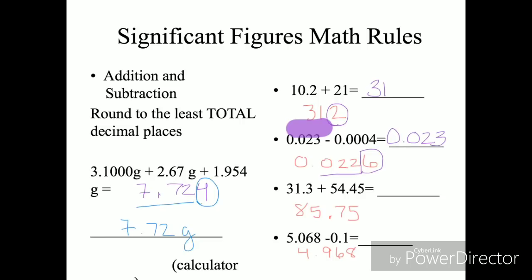It is important to remember that you have to round your answer. You can't just simply truncate your answer by removing the excess digits. In example 3, since 31.3 has only 1 decimal place, our answer should only be reported to 1 decimal place. So our rounded answer is 85.8. The 5 makes us round up. In the final example, we only want to keep 1 decimal place. Since the 6 causes us to round the 9 up, our rounded answer becomes 5.0.